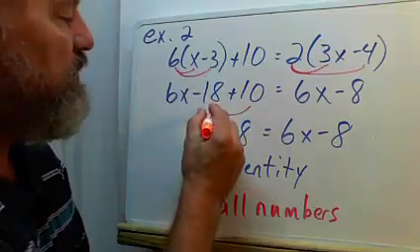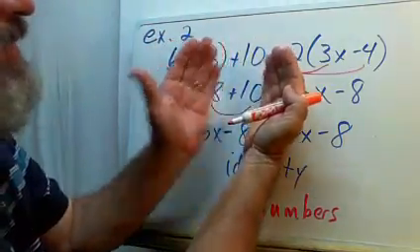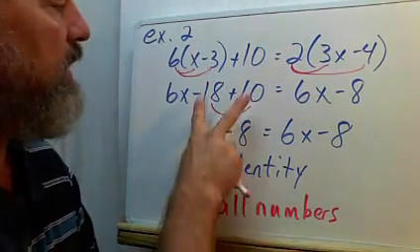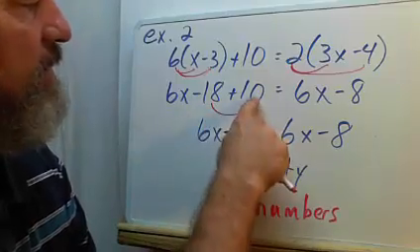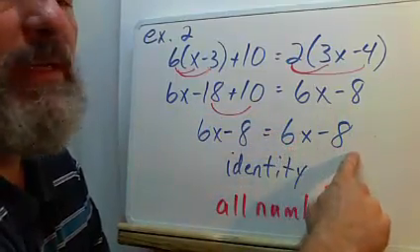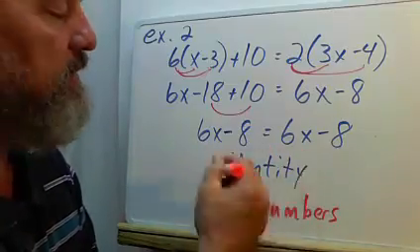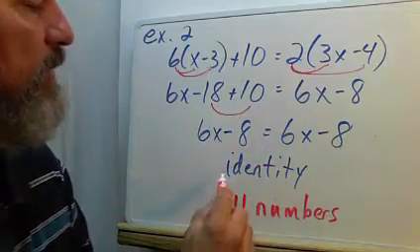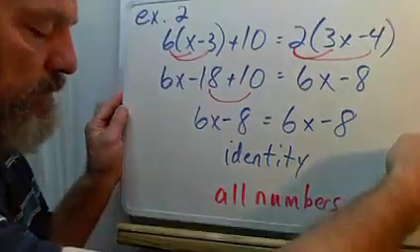Well, the first thing we want to do is combine these two like terms, negative 18 and positive 10. They're both constants. We want to combine those. We get 6x minus 8. And we already had 6x minus 8 on this side, so we're done. Again, we could subtract the 6x from both sides. It's unnecessary. We should see that right away as an identity, and our answer is all numbers.